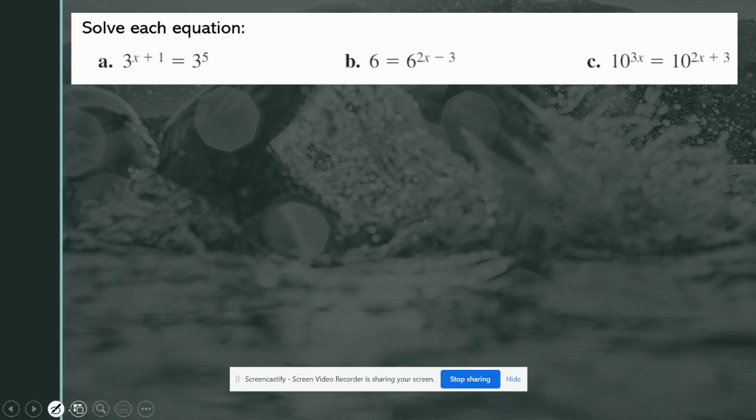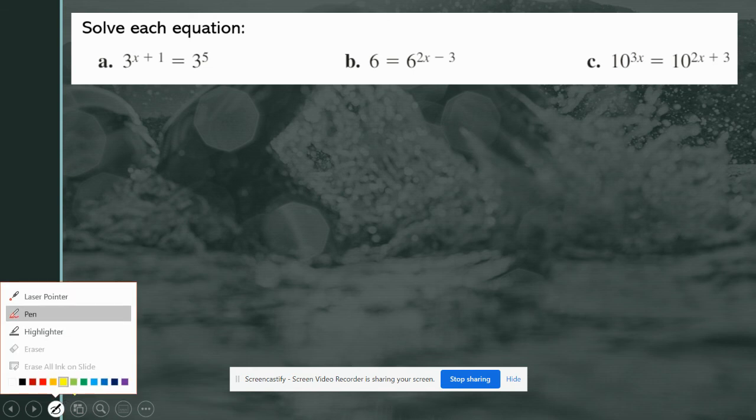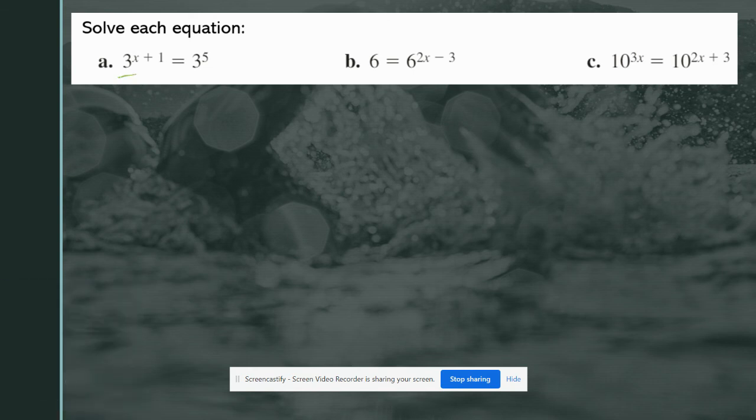So if I look at this first set of examples, and I have a there, we have a base 3 and a base 3. Because they are both base 3, we can say the exponents, which are x plus 1, and on the right side, 5, we can say x plus 1 has to equal 5, because they're both a base 3. If I solve this for x, we would subtract 1 from both sides. We get x is equal to 4.